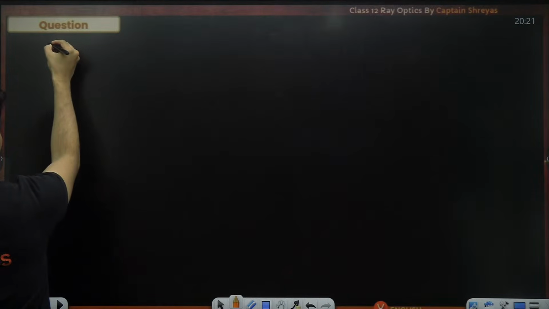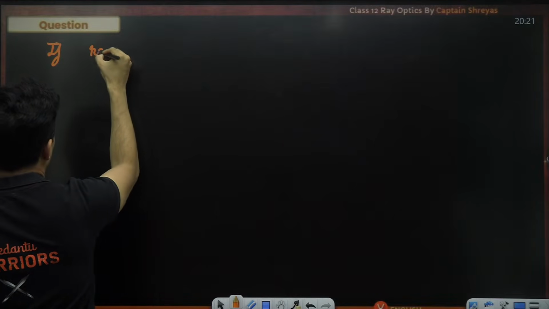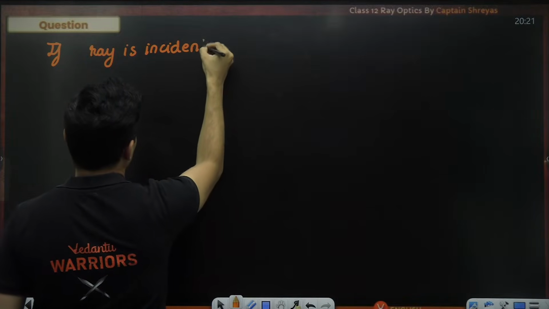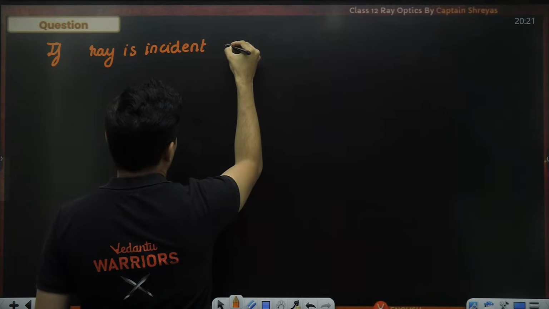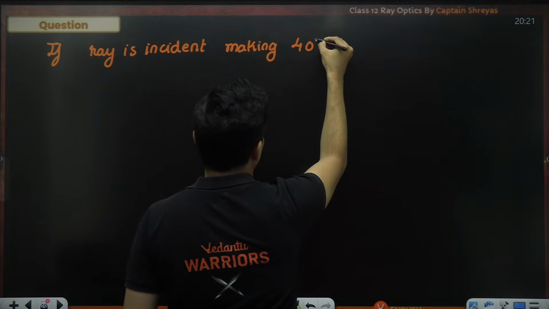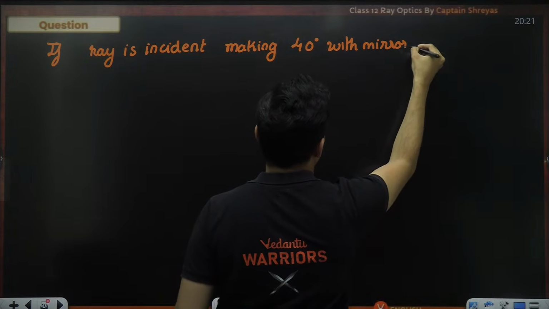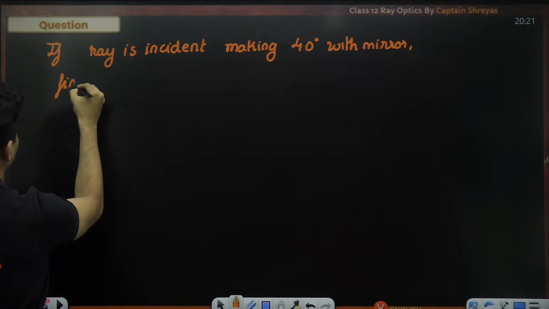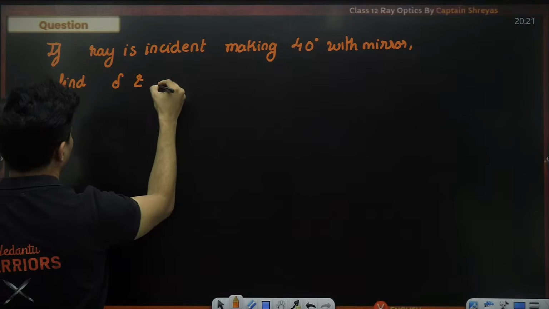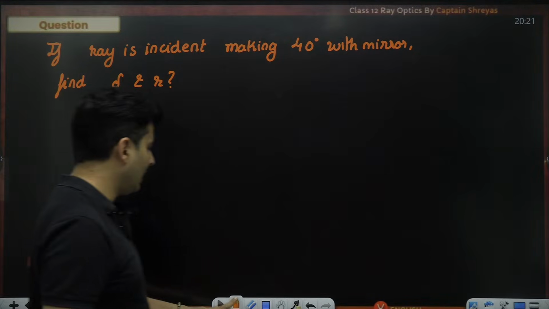Here it is. If a ray is incident making 40 degrees with a mirror, find the angle of deviation and angle of reflection, both. Find the angle of deviation and the angle of reflection.